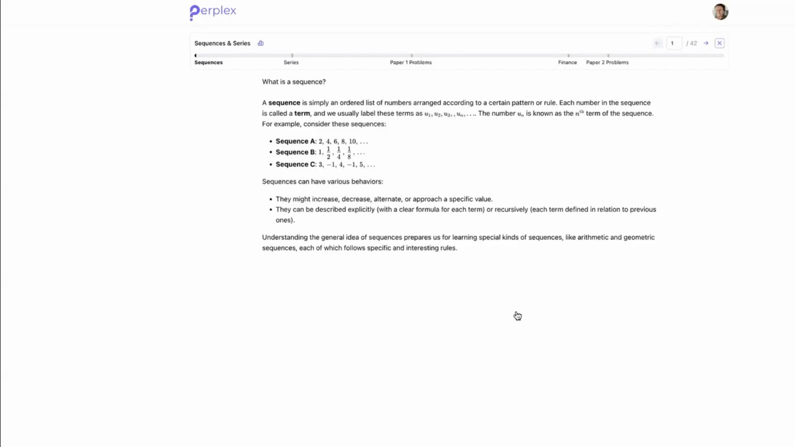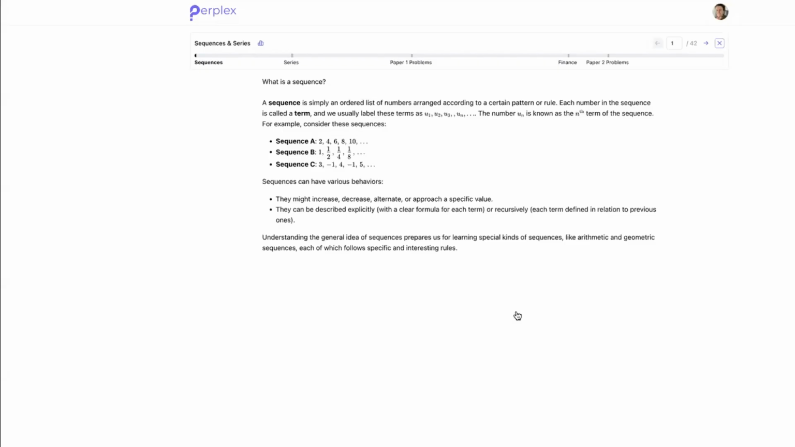And the types of sequences we're going to be interested in are going to be specific types of patterns. So for example, I might have the pattern 2, 4, 6, 8, 10, which is a pattern where I add 2 every time. I might have 1, 1/2, 1/4, 1/8. That's dividing by 2 every time. Or I could have 3, minus 1, 4, minus 1, 5. And the pattern here is I'm going a positive number, then I'm going to -1, then I'm going to one number bigger than the positive number. So 3, 4, 5, alternating with -1.